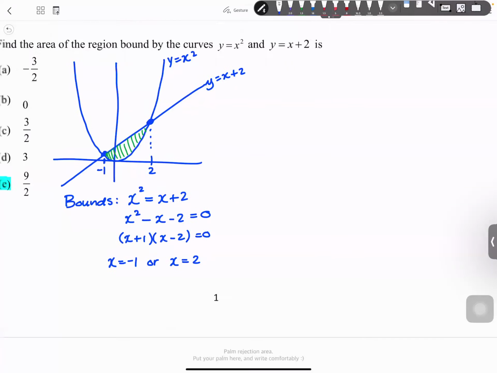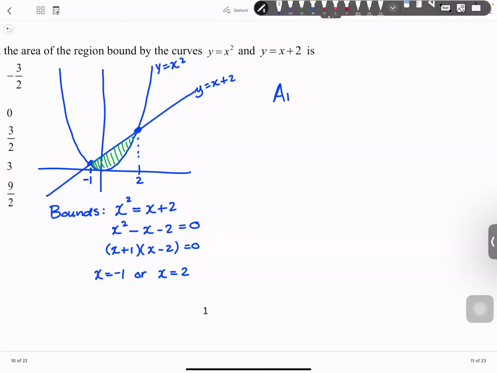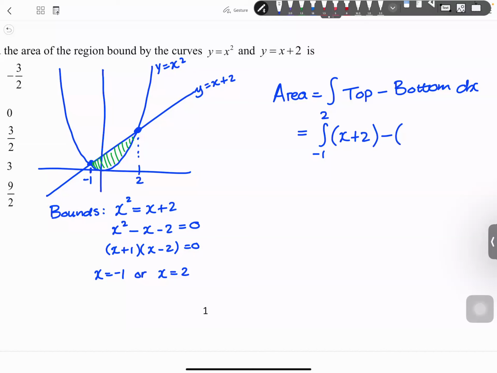All right, so we know that the area of a region captured by two graphs in this orientation is going to be the integral of top minus bottom dx. So that's going to be the integral from -1 to 2 of the line that's on top, the x plus 2, minus the guy on the bottom, the x squared.